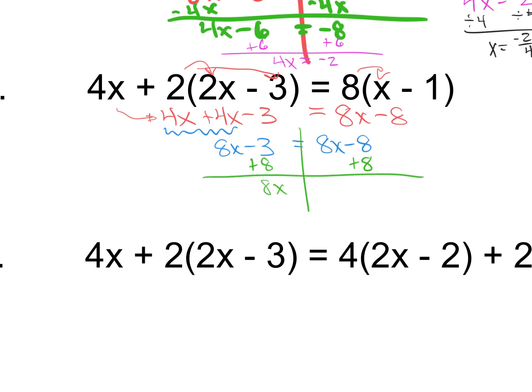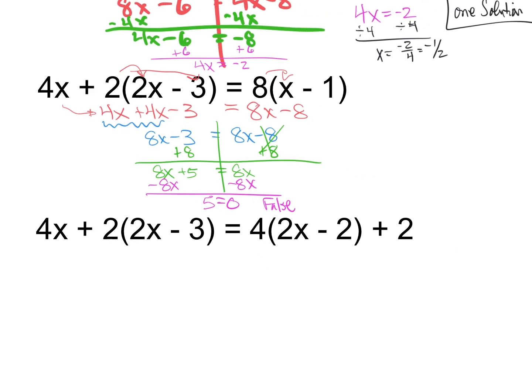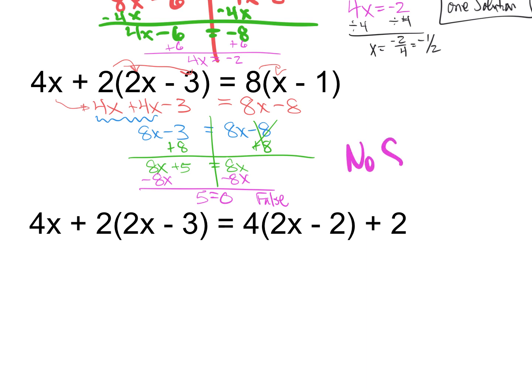So we have 8x, 8x. Oh, sorry. His brain's not working. All right, negative 3 plus 8, put it in your calculator. I got positive 5, and then 8x, because the 8's go away. Let's subtract off the 8x to be with his friend on the other side. So we have 5 equals 0. This is false. What goes with the false answer? No solution.